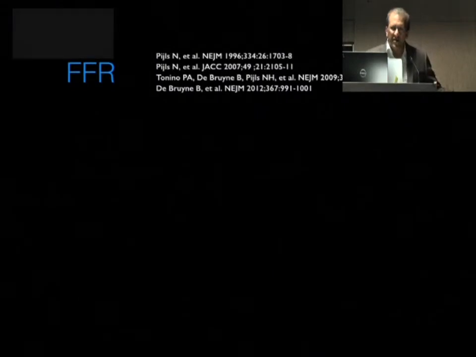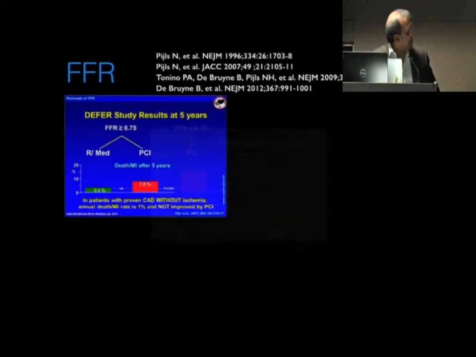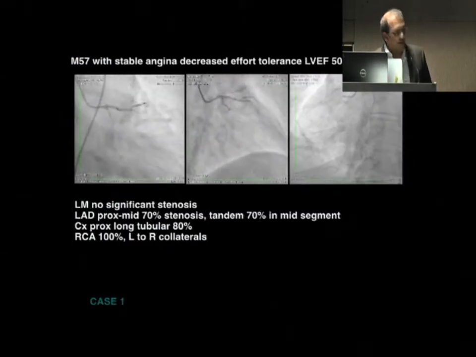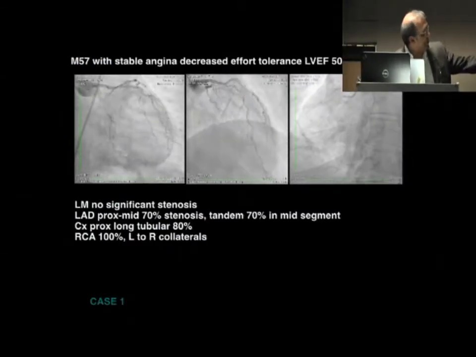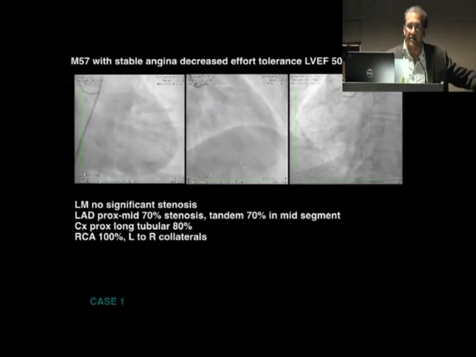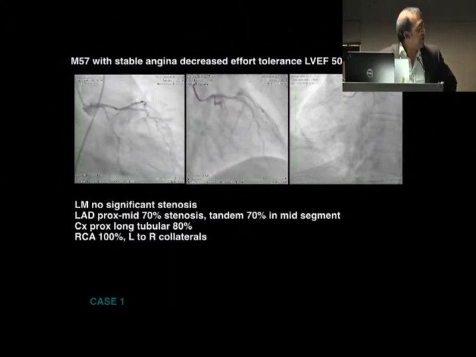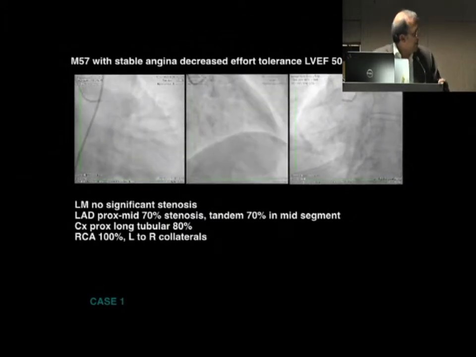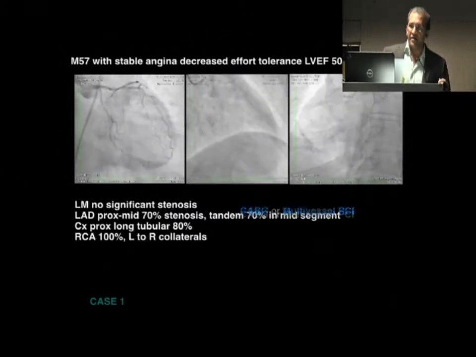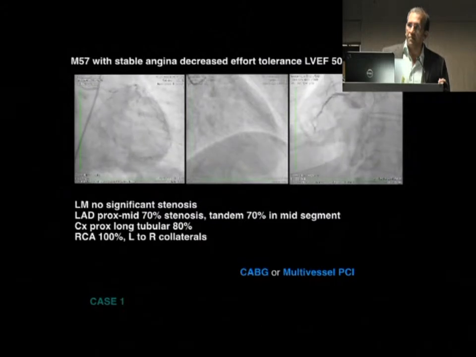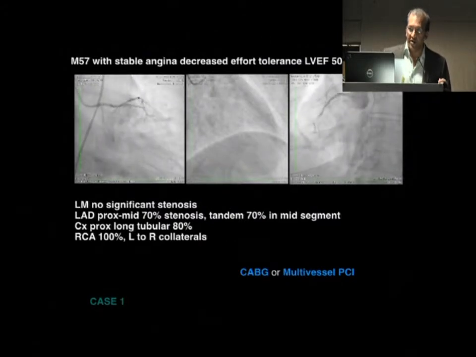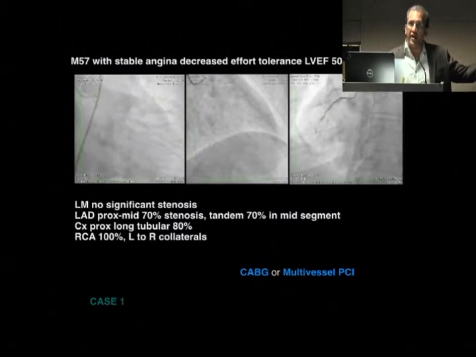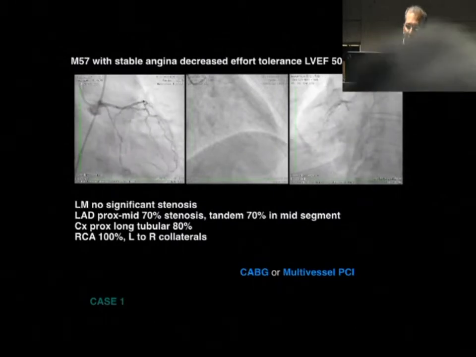So just very briefly, the first case, we all know this data, and I'm going to let go of all these slides. But it's a class 1 indication, and here we have a triple vessel disease, as highlighted here. This patient came to us with stable angina with effort tolerance and an EF of 50%. Basically, is it multivessel angioplasty or bypass surgery? What we ended up doing is this: a right coronary artery which is totally occluded, and you can see that the LAD is giving collaterals to it.